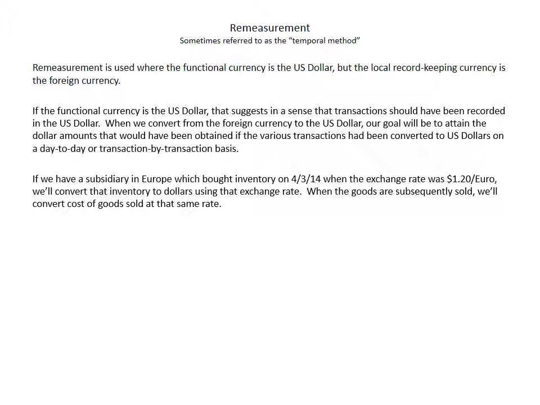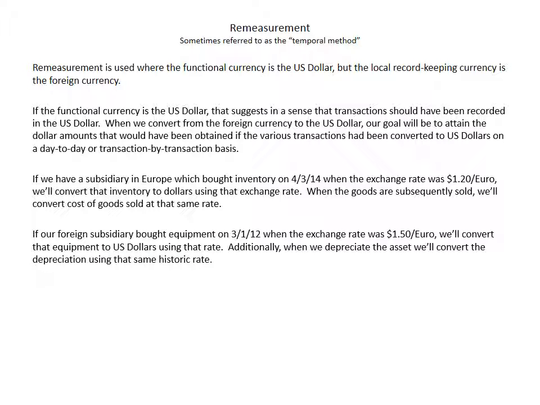Now let's say we have a subsidiary in Europe which bought inventory on April 3rd, 2014, when the exchange rate was $1.20 per euro. We'll go ahead and convert that inventory to dollars using that exchange rate. When the goods are subsequently sold, we'll convert cost of goods sold at that same $1.20 per euro rate. If our foreign subsidiary bought equipment on March 1st, 2012, when the exchange rate was $1.50, we'll convert the equipment to US dollars using that rate. Since we will have converted the equipment at the $1.50 per euro rate, the depreciation expense will also be converted at that same $1.50 per euro rate.